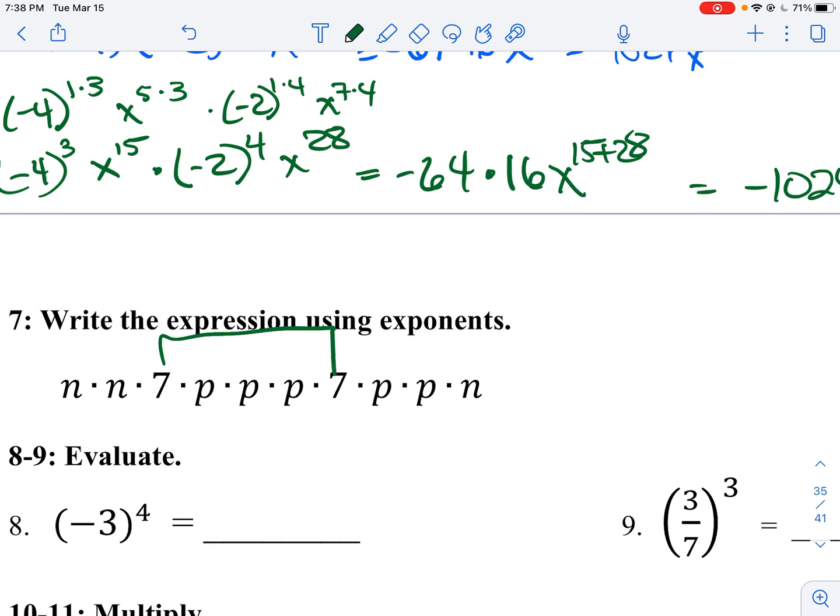So, how many 7s are there? There are 2. I like alphabetical order, so there are 2 N's there, 1 in there, so I have 3 N's. P, 1, 2, 3, 4, 5.